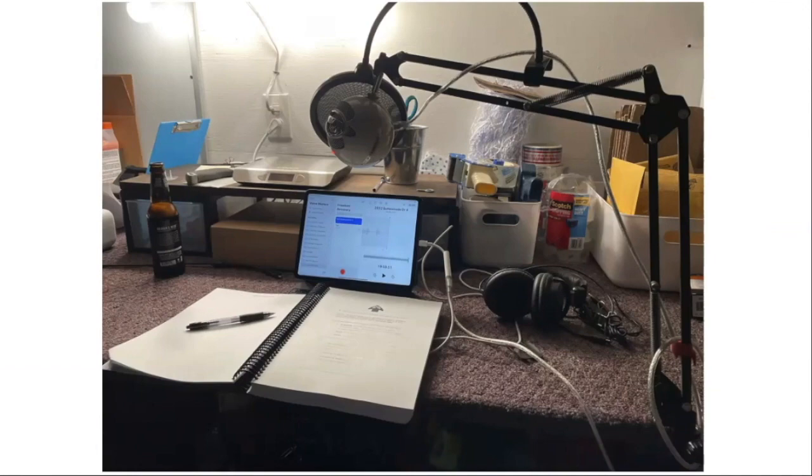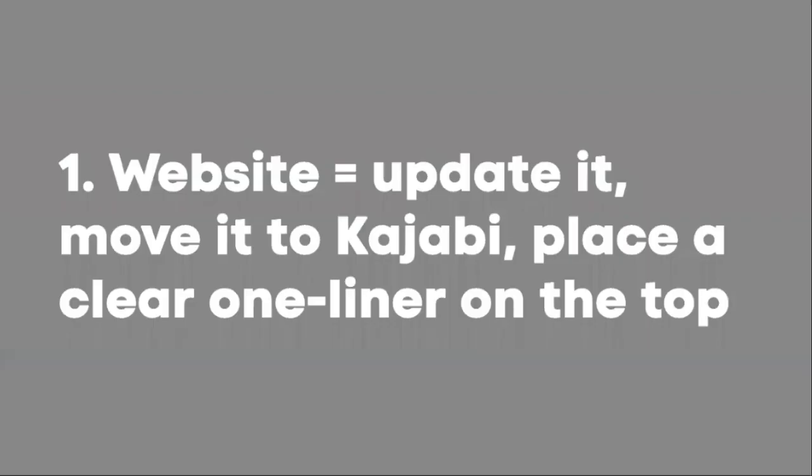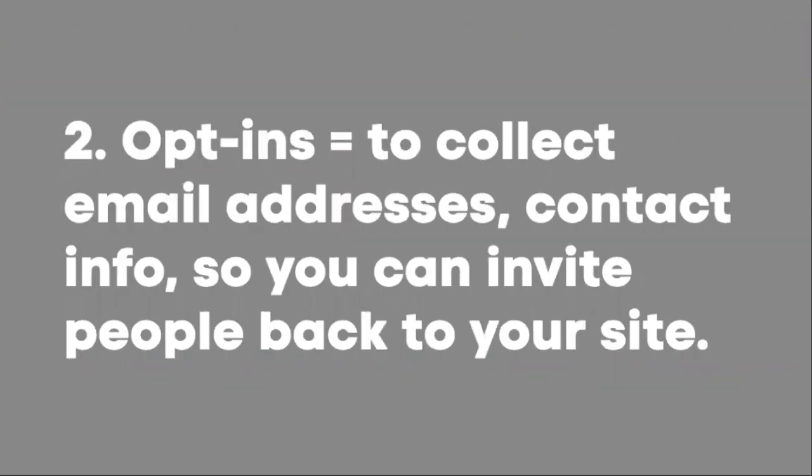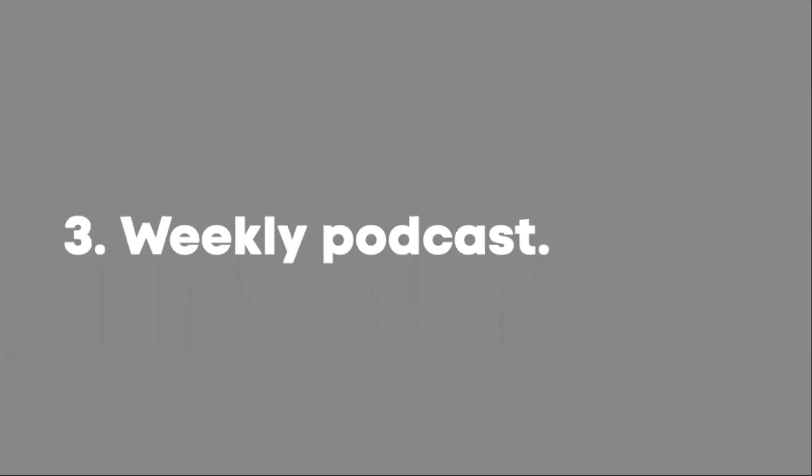Okay, so let me give you a quick review. First thing I would do, get a website. If you've already got one, update it. I would move it somewhere where you can do everything that you need to do on that website. Get your robust home base. Number two, set some opt-ins on that home base. Number three, start recording a podcast.